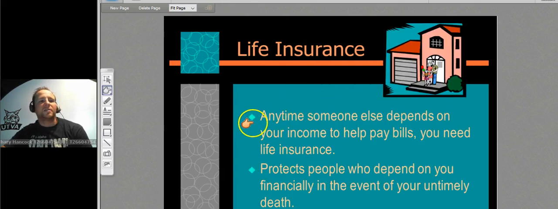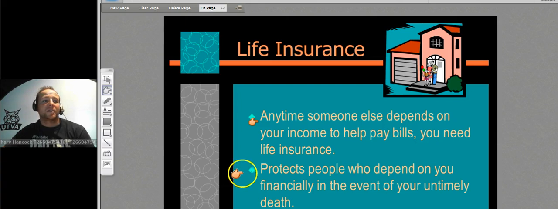Life insurance. If somebody depends on you for income, you probably want to get some life insurance. It protects them if you were to have an untimely death. There's two types of insurance that you need to know about right now. One's term and one's whole life, or variable life, which can be an investment, but I won't go into all those details.